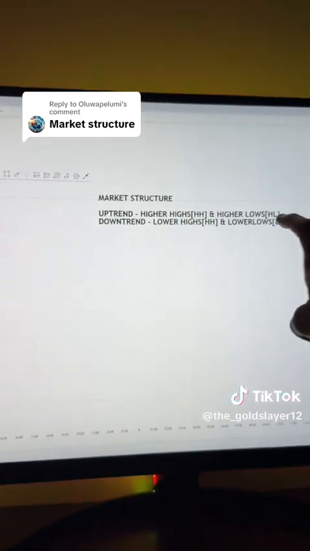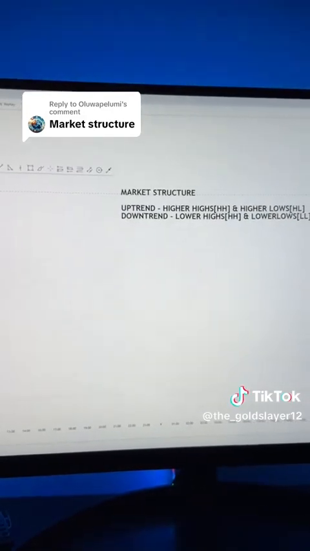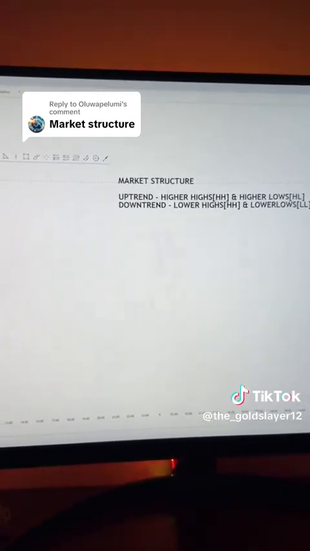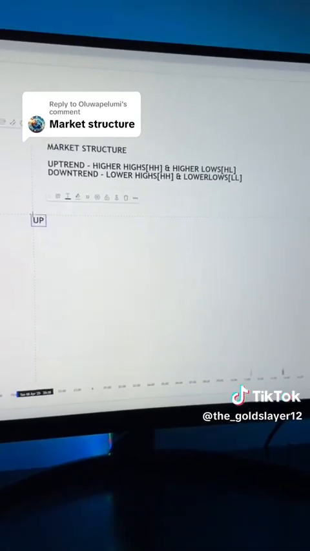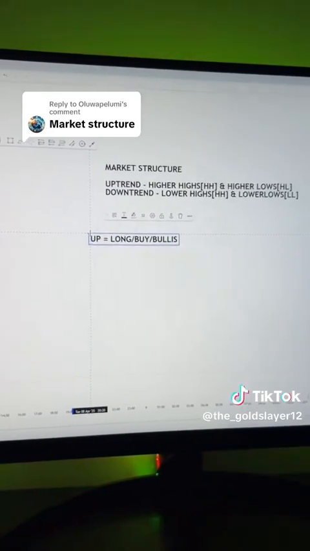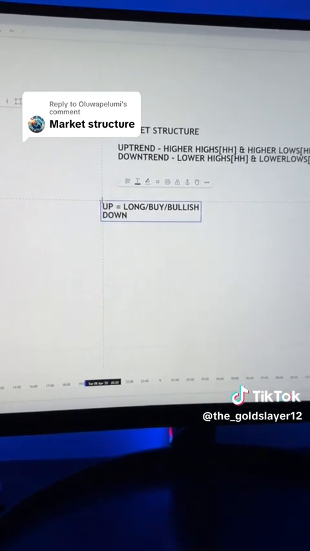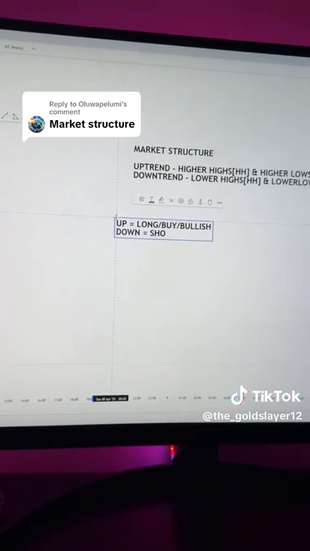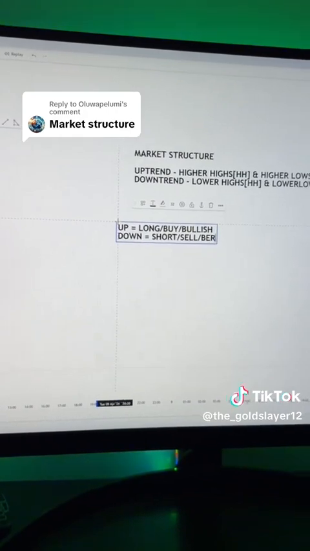So when the market is in an uptrend, or moving upwards, we say the market is being long. Meaning you are longing the market, or the market is bullish, or you are buying the market. Do you understand? Let me write that here as well. Up equals long, buy, or bullish. And for the downtrend market, you are saying the market is going to short, sell, or be bearish. As easy as that.